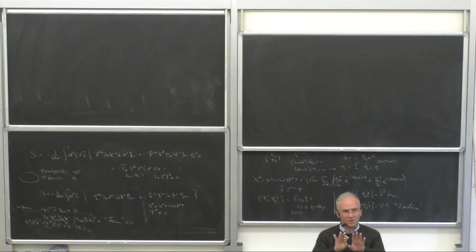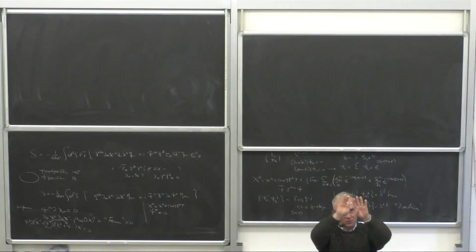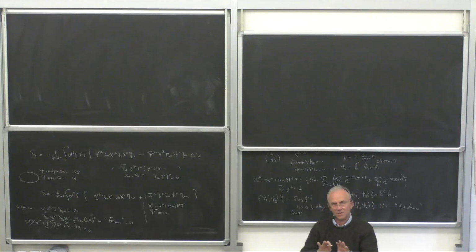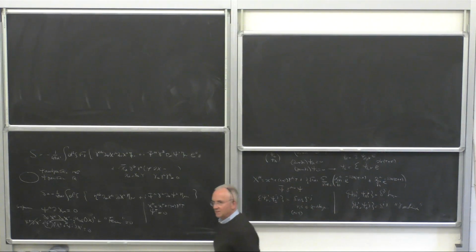So for closed strings, you have 4 sectors: Neveu-Schwarz, Neveu-Schwarz. Boson times boson is boson without any question. Ramond, Neveu-Schwarz, or Neveu-Schwarz, Ramond, they are fermions. And then there is an additional subtler bosonic sector, which is called the Ramond-Ramond sector.